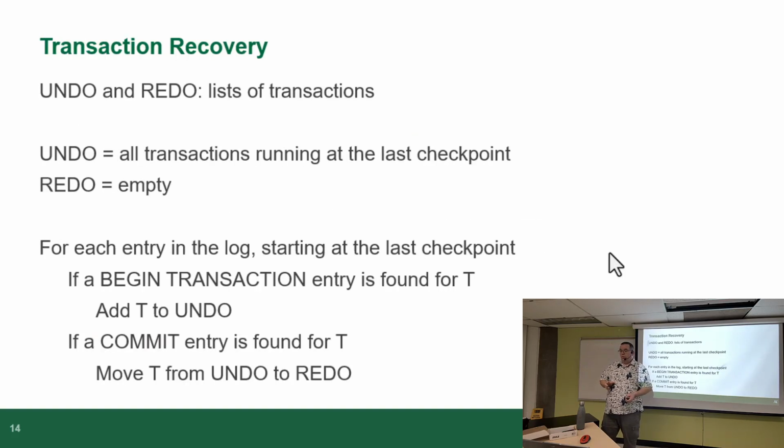So when you talk about the transaction log, there's two modes, undo and redo. Undo is any transactions that were there since the last checkpoint. Redo is always empty after the checkpoint. So for each entry in the log, starting at the last checkpoint, if a begin transaction entry is found, it adds it to the undo. If a commit is found, it takes the transaction and moves it to redo.